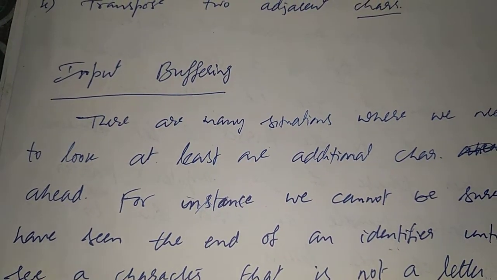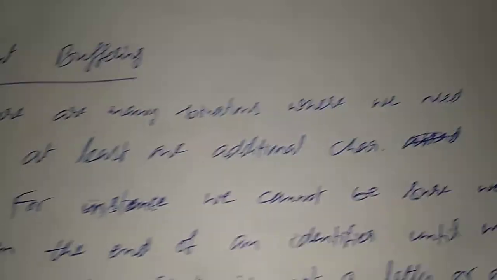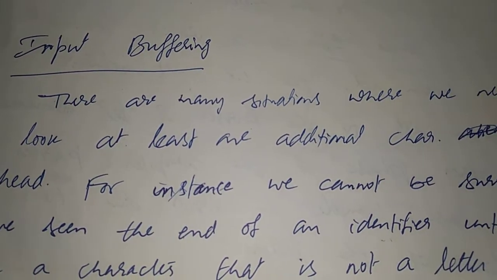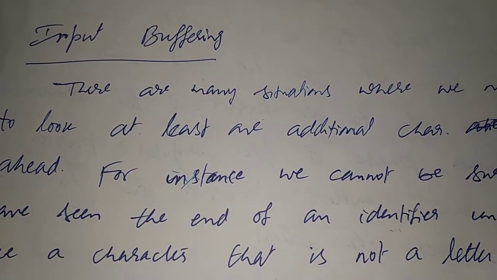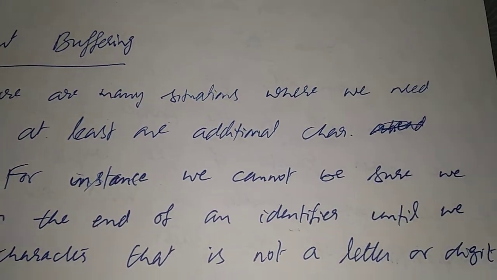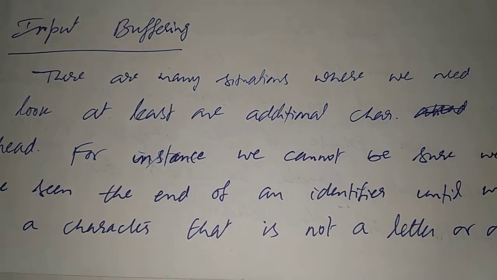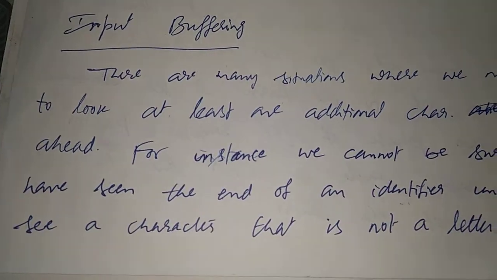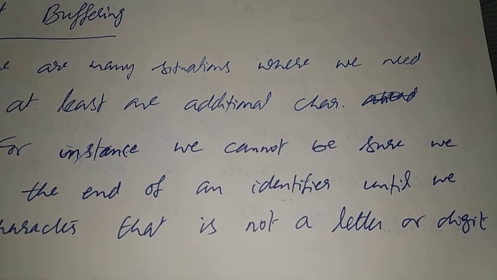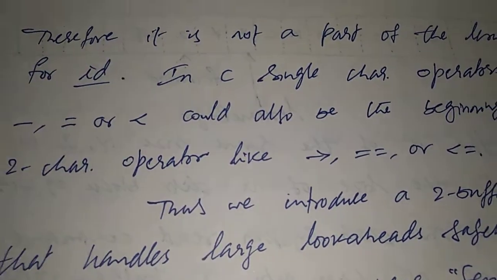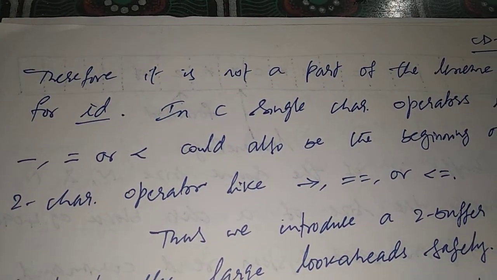Now we'll talk about input buffering. Here there are many situations where we need to look at least one additional character ahead. For instance, we cannot be sure we have seen the end of an identifier until we see a character that is not a letter or digit. Therefore, it is not a part of the lexeme for ID.